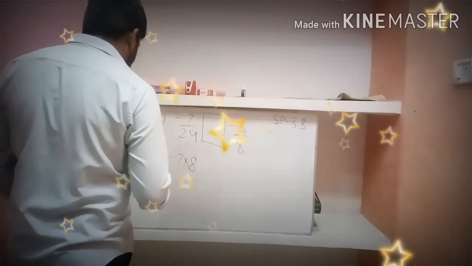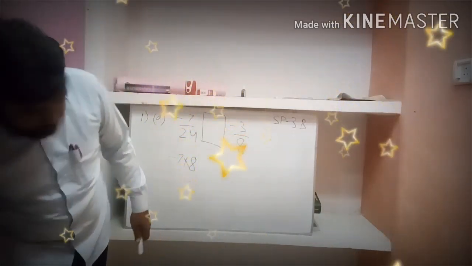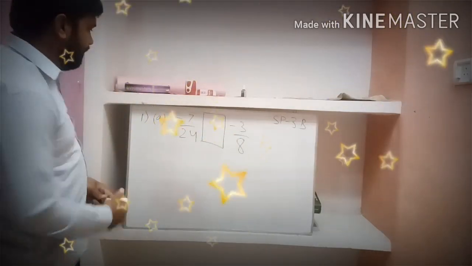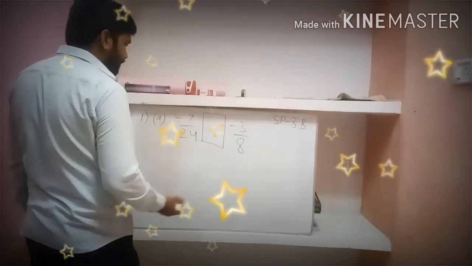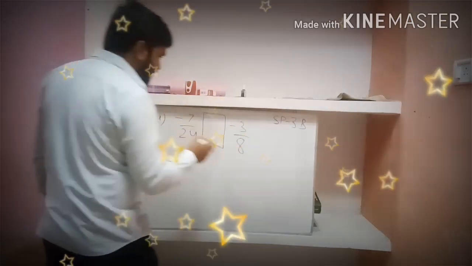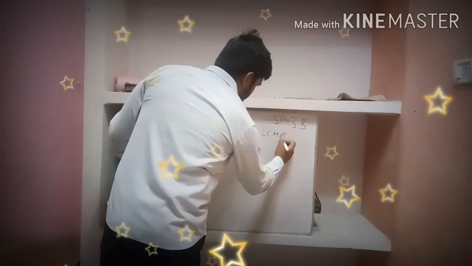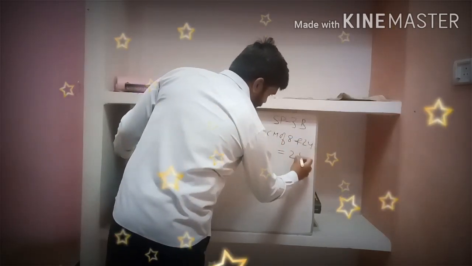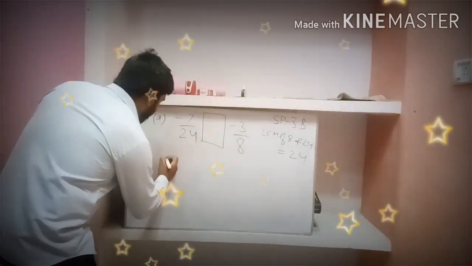Or also you can do the LCM method. It will be easy to apply the LCM method also. So try to make the denominator same of both the fractions. Here if you find the LCM of 24 and 8, what you will get? 24 only. So LCM of 8 and 24 is equal to 24. Okay, so this is equal to LCM only. There is no problem.